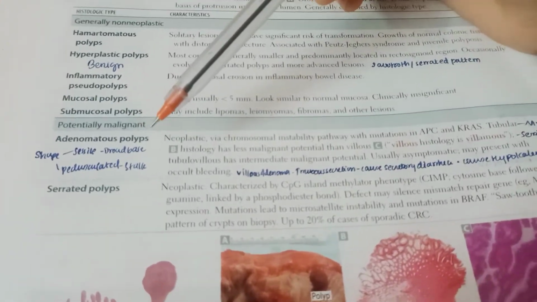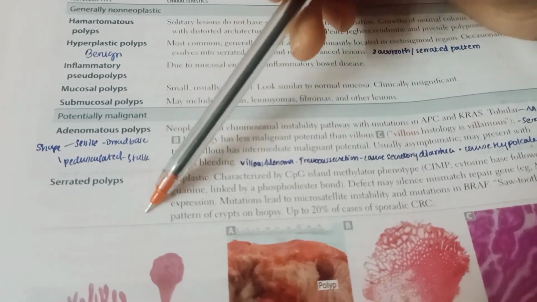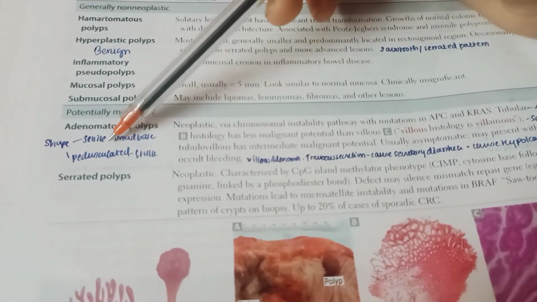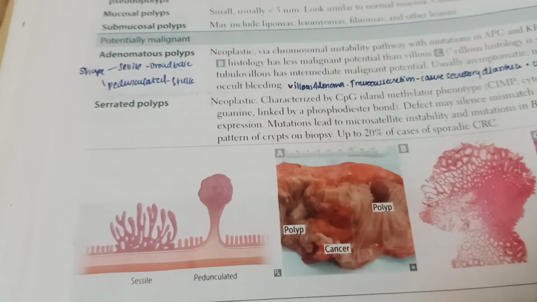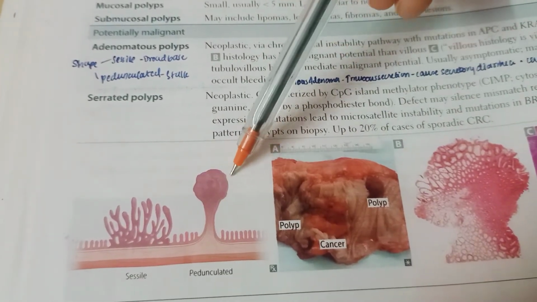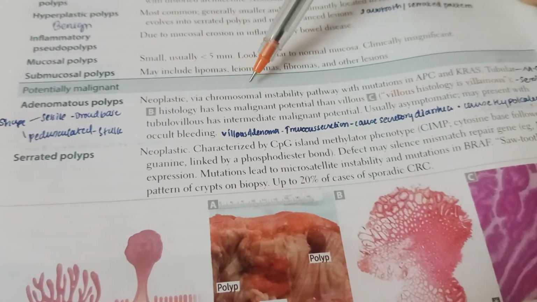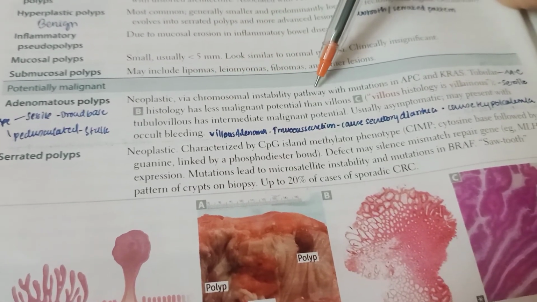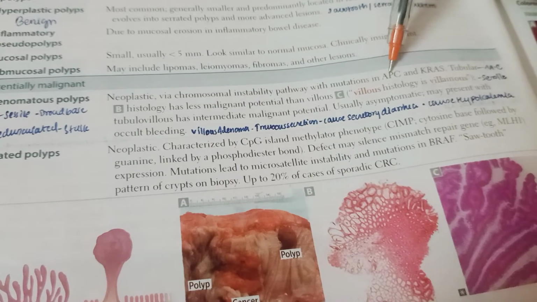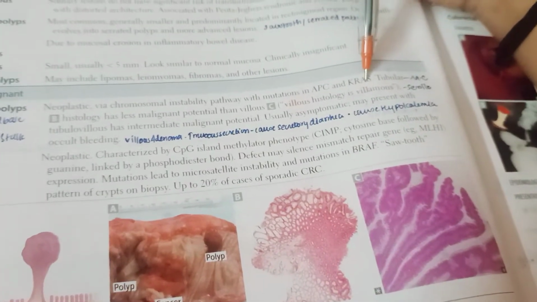Next, coming to malignant, they are adenomatous polyps and serrated. Actually, according to the shape, they are divided into two types. One is sessile, that is having a broad shape. Here in this diagram, you can see this is sessile, and the other one is pedunculated. You can see some outgrowth like structure. It is having a stalk. So they are neoplastic because of the chromosomal instability pathway with mutations in APC and KRAS genes.